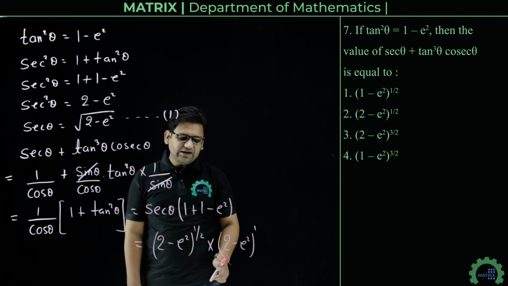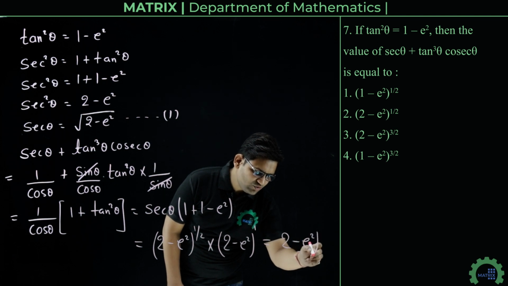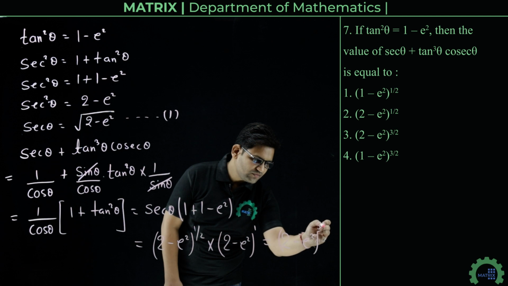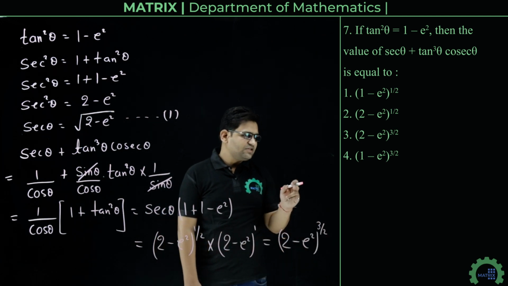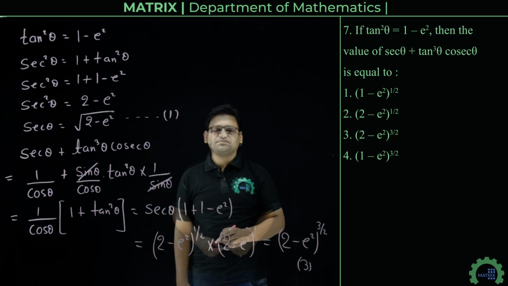So the powers will be added here, and we finally get 2 minus e square raised to power 1 by 2 plus 1, that is 3 by 2. So this is the final answer, 2 minus e square raised to power 3 by 2, which is option number 3. So option 3 is the correct answer.